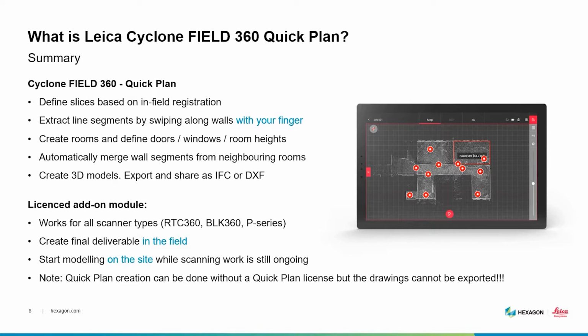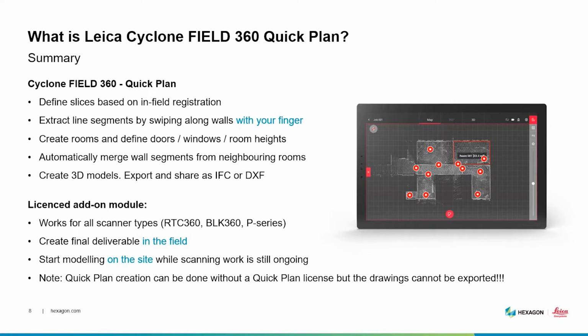Inside these rooms you can then define the room heights in order to create a 3D model. Plus you can define openings, i.e. doors and windows, and these can all be selected and measured directly from the 360 view. In the end, when you've created your 3D model, you can then obviously export it as an IFC or a DXF, which can either be directly shared from the field or consumed in the post-processing software later down in the workflow.